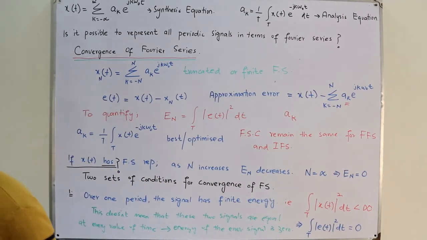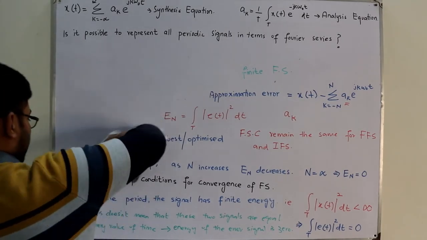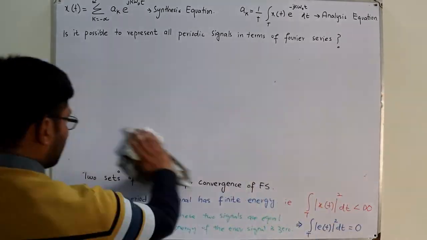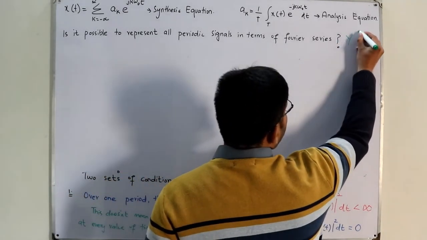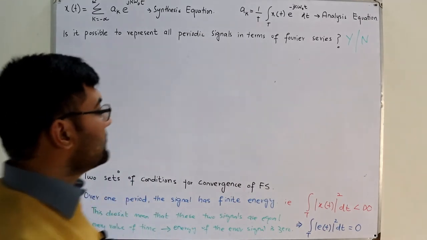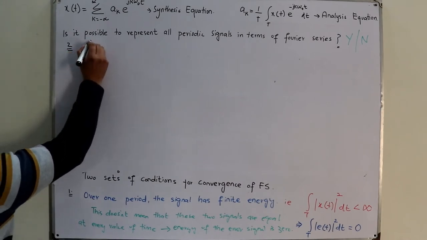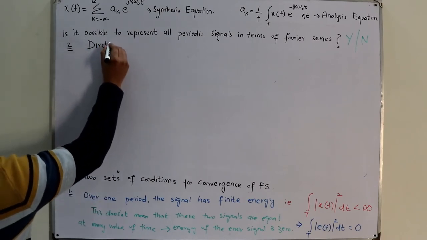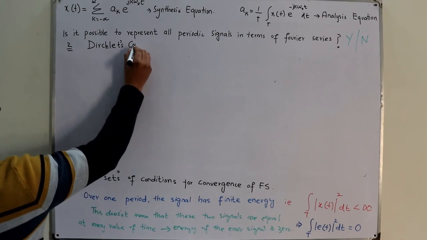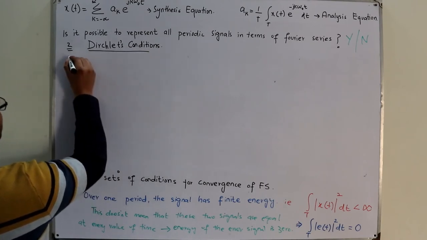The second condition is not a single condition. So I would have to remove the board. Yes or no? We are working on this question. Now, the second set of conditions basically has three conditions, and it is known as Dirichlet's conditions. You could check the spelling in your book. So it basically has three points.